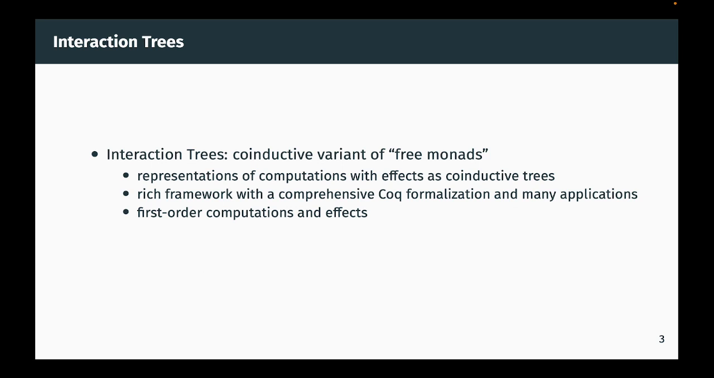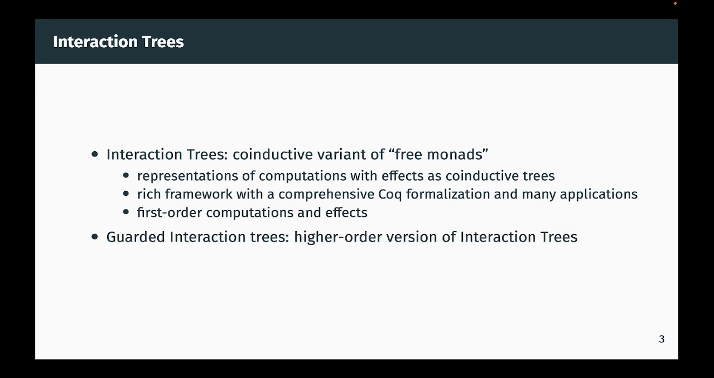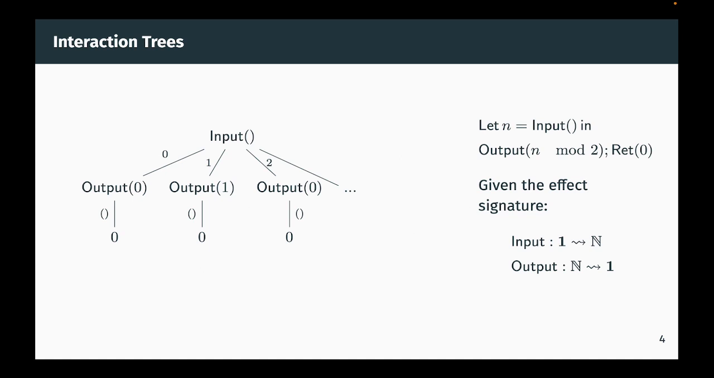However, that framework is tailored and designed towards working with first-order computations and first-order effects. And one way to look at our approach and our work is that we kind of provide a higher order version of that. And so to give you some idea about interaction trees, let's take a look at this example. Here you can see the tree that represents the following computation. The program first reads an integer from the standard input, and then based on whether that integer is even or odd, it outputs 0 or 1. So here, for example, in this branch, we input number 2. This is an even number, so we output 0, and then we terminate with exit code 0.